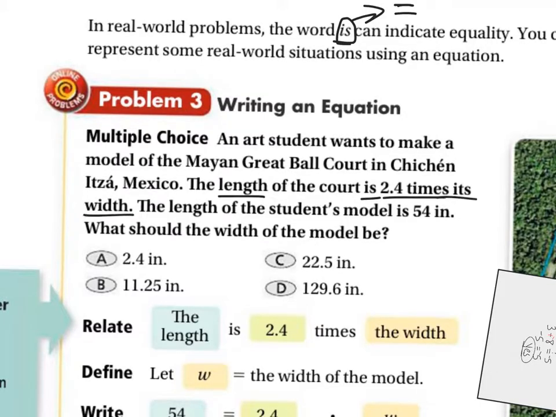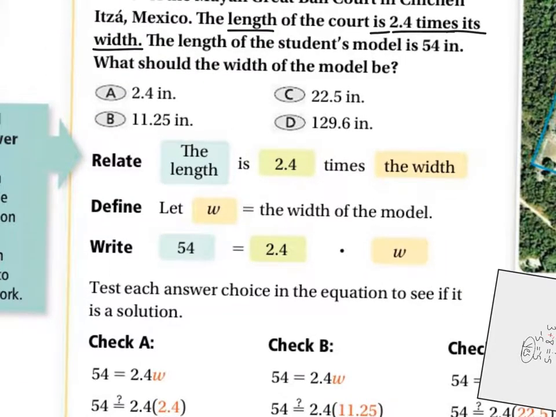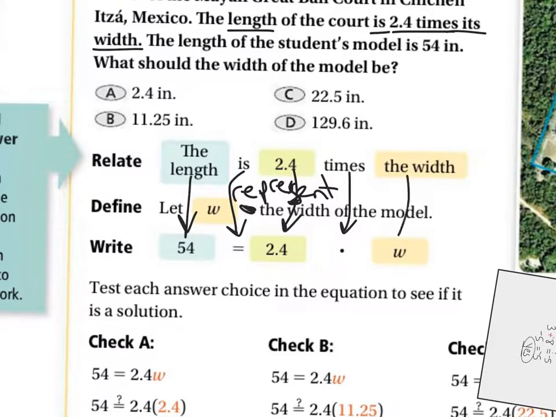And then they made that into an equation. Before they did that, they defined their variable. Probably better maybe writing it this way: let W represent the width of the model. And then we're just translating. Length 54 is, means equals, 2 4/10 times the width. So that translates to an equation, and then we can solve the equation.